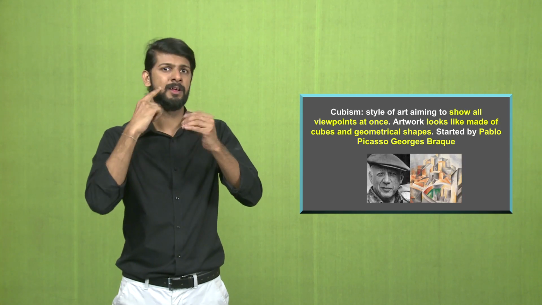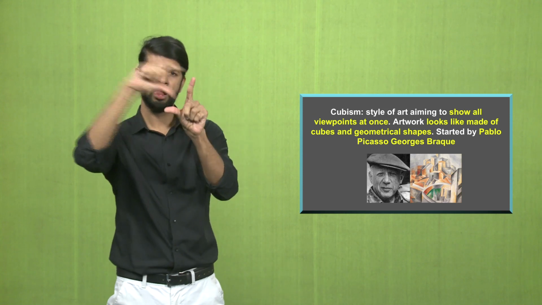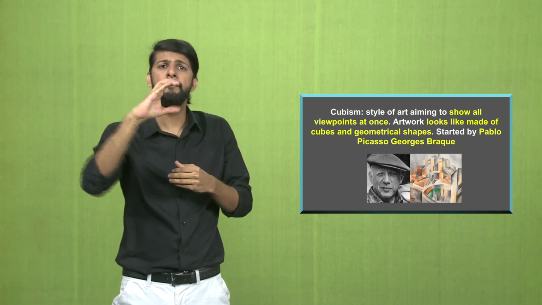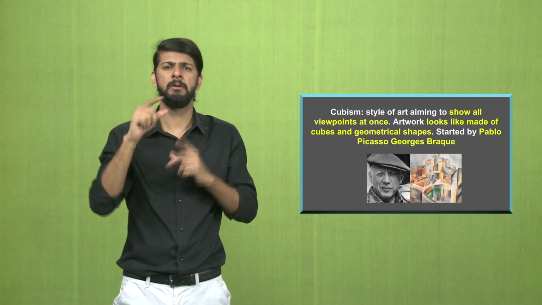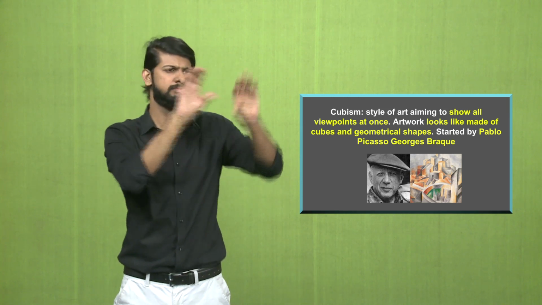Lakshmi, or the Hindu goddess of wealth. Cubism is a style of art which looks like it is made of cubes and geometrical shapes, and the aim is to show all viewpoints of the object at once. That is what Cubism means, and it was started by Pablo Picasso and Georges Braque.